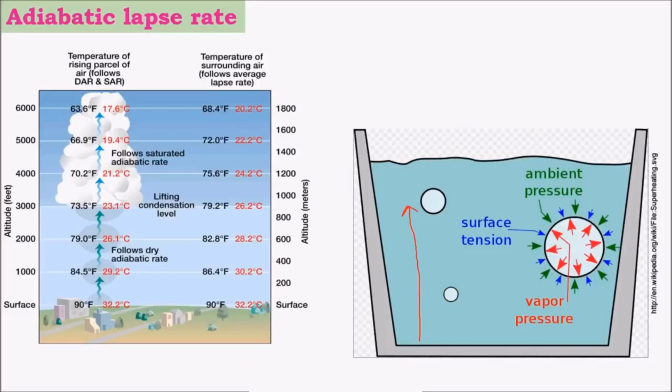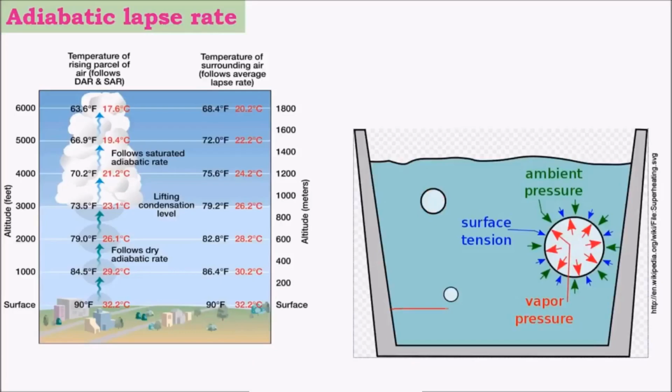This is because of the lesser weight offered by upper layers. And hence the pressure on the water bubble decreases. As a result, the volume of the water bubble increases. So this is because of the decrease in ambient pressure which is acting on the bubble. And then why does the bubble move from bottom to top?